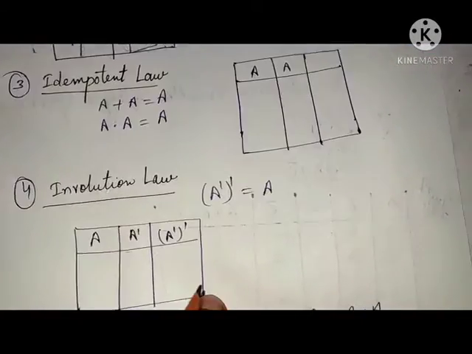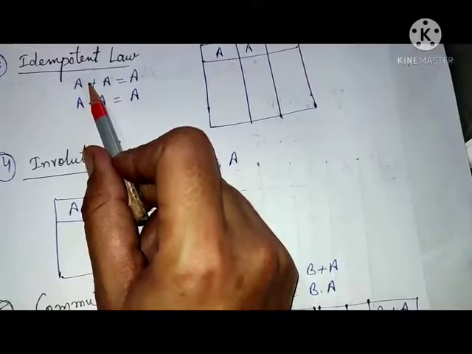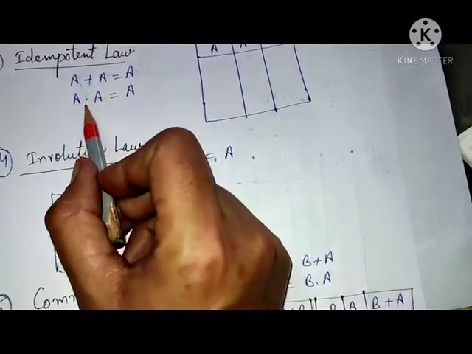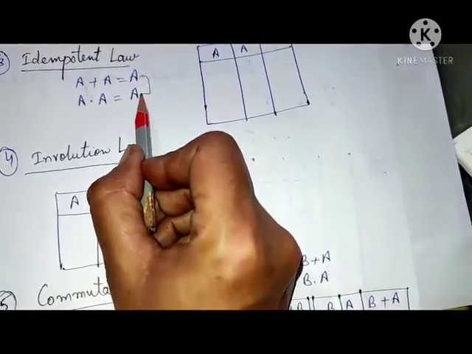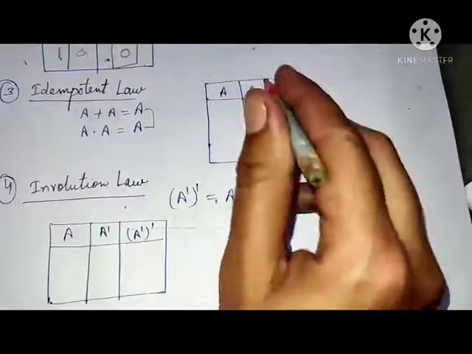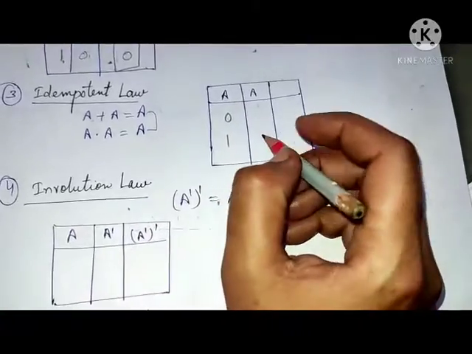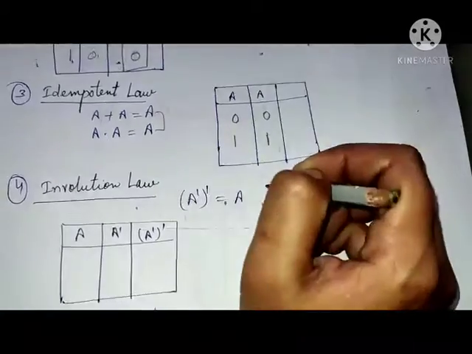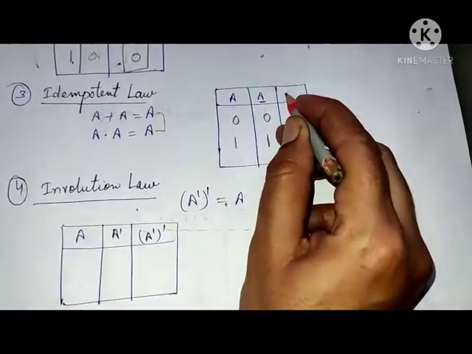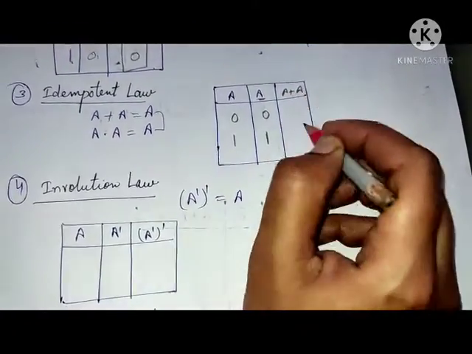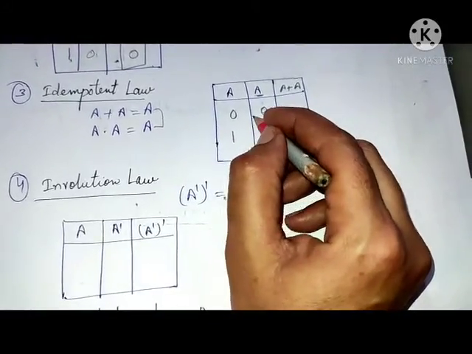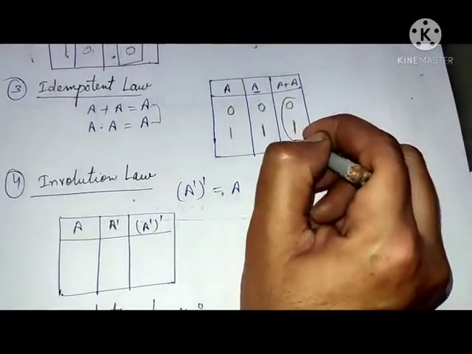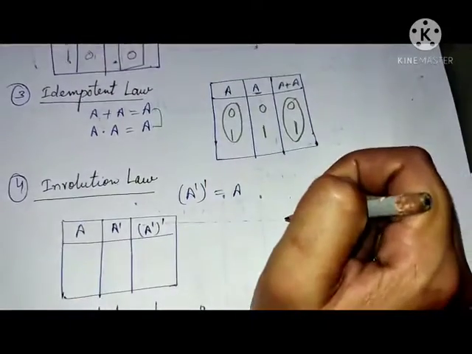Next is idempotent law. This law states that if a variable is either added or multiplied with the same variable, the result is the same. So we can check by the truth table. If I have the variable a, then values are 0 and 1. Same I have to take, 0 and 1, because again a. So I have to take a plus a. If we add these two zeros, then the result is 0. These two ones, the result is 1. So we can say that the result is the same as a.